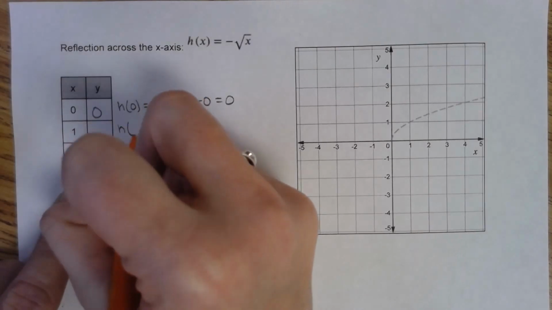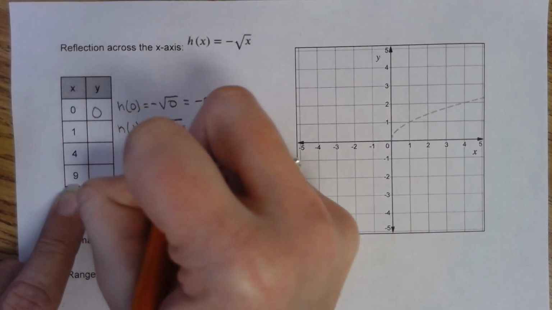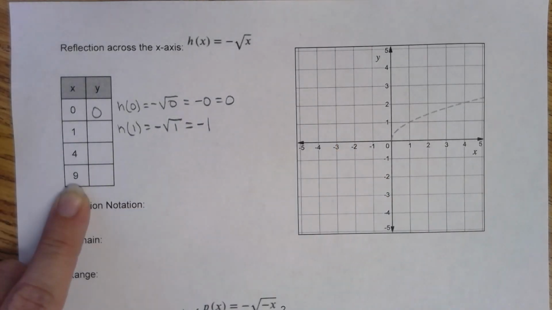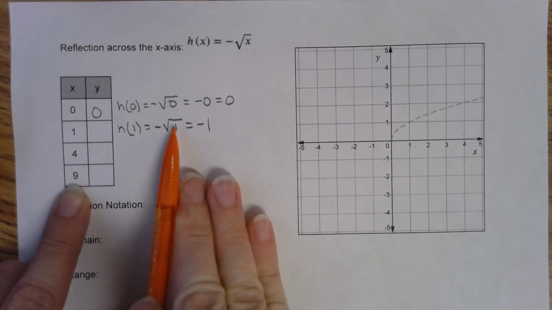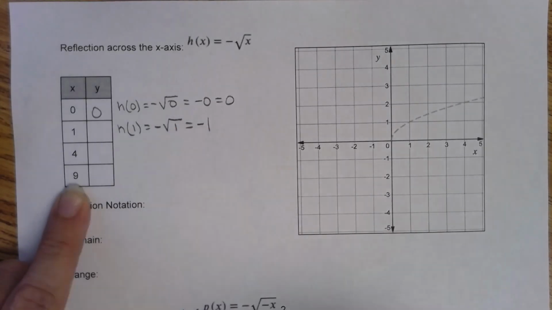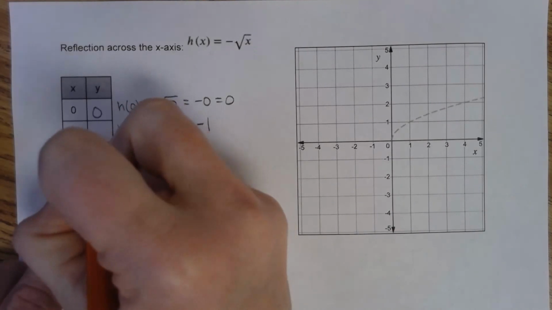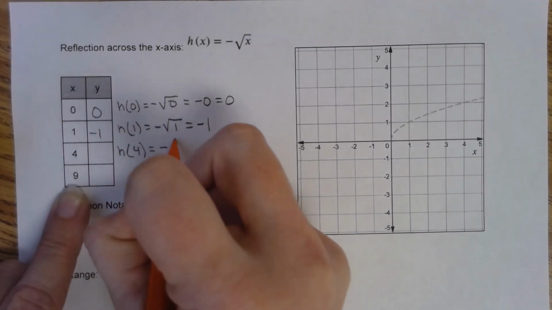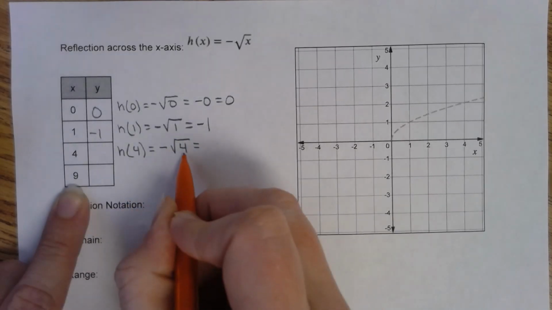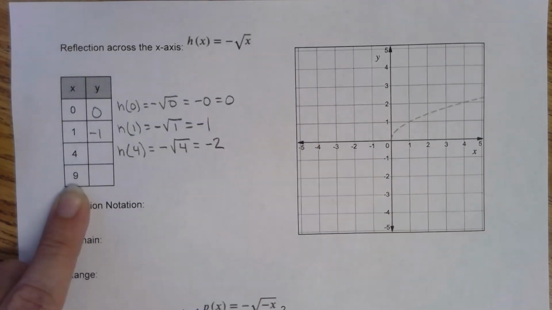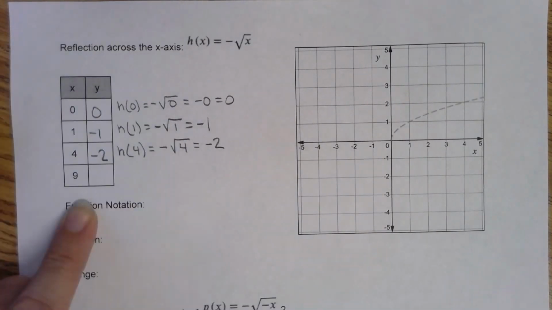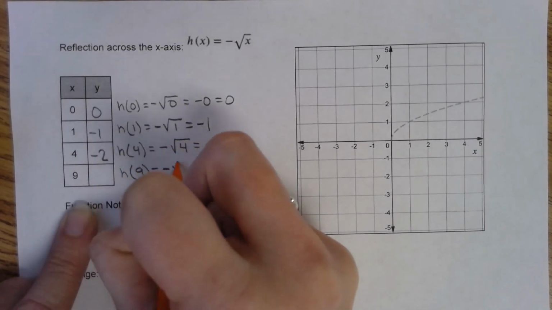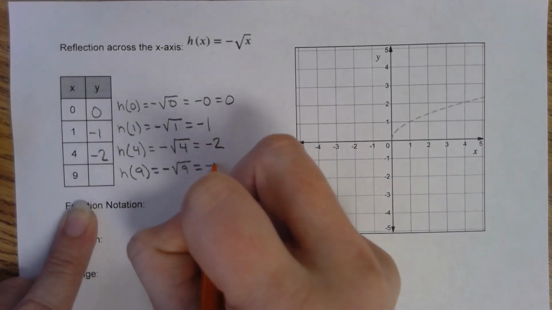Let's do h of 1. So negative square root of 1. The square root of 1, as we know, is 1. And then we get an output of a negative 1, because once you take the square root of 1, that negative comes over with it, so we have an output of negative 1. H of 4, so negative square root of 4. Well, the square root of 4 is 2, so we have negative 2 as our output. And then finally, h of 9. We have negative square root of 9, so that results in a negative 3.